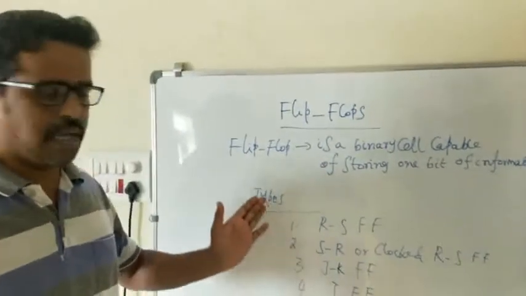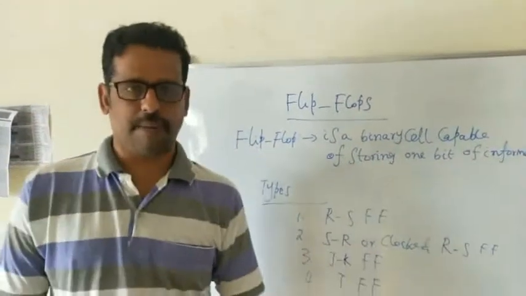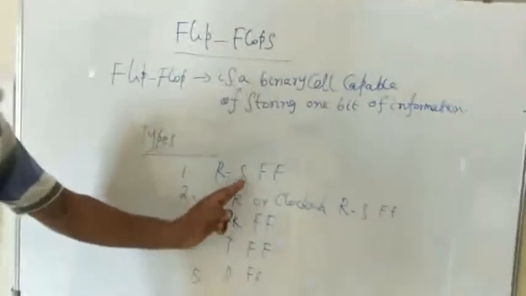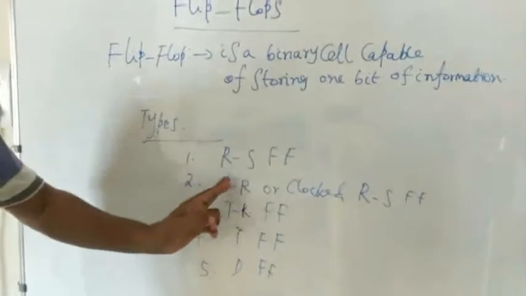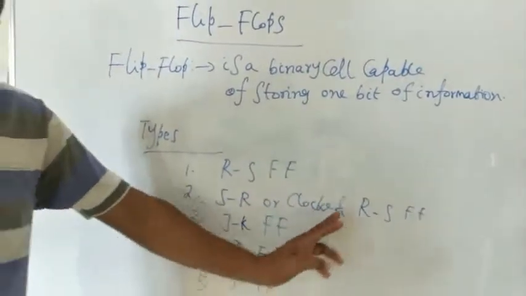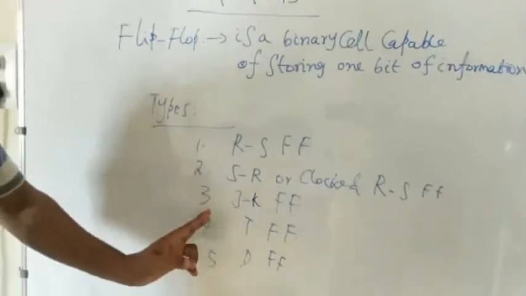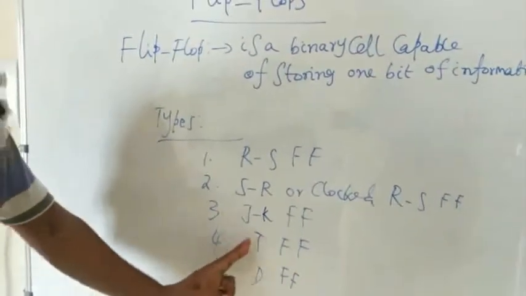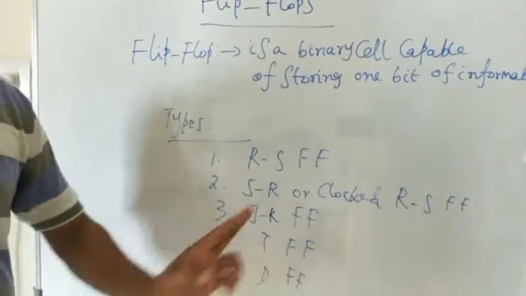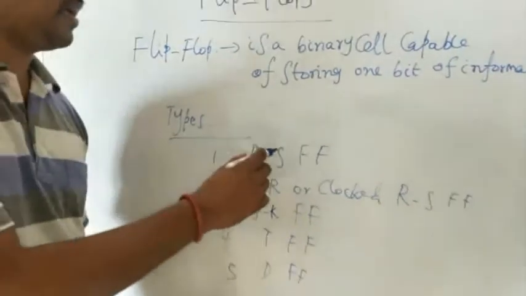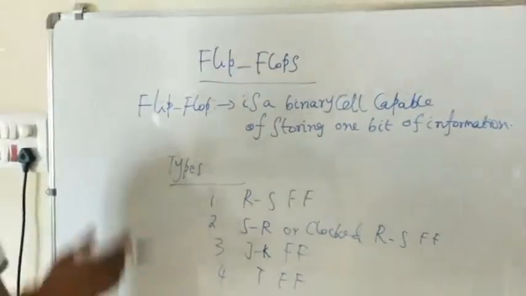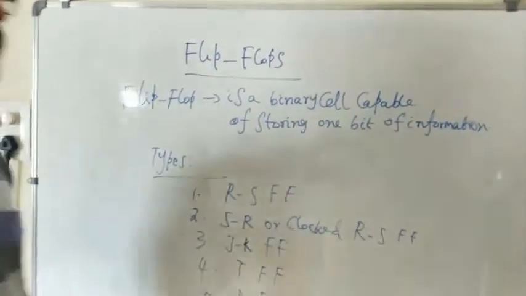Then we are going to see the various types of flip-flops. First one is the RS flip-flop, that is, the reset set flip-flop. Second one is the SR flip-flop, that is, the set reset flip-flop or clocked RS flip-flop. Third one is the JK flip-flop. Fourth one is the T flip-flop or toggle flip-flop. Fifth one is the D flip-flop or data flip-flop. FF is the abbreviation of flip-flop. Now we will see the types one by one.